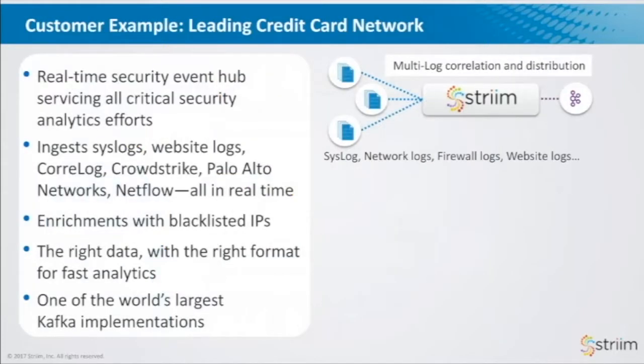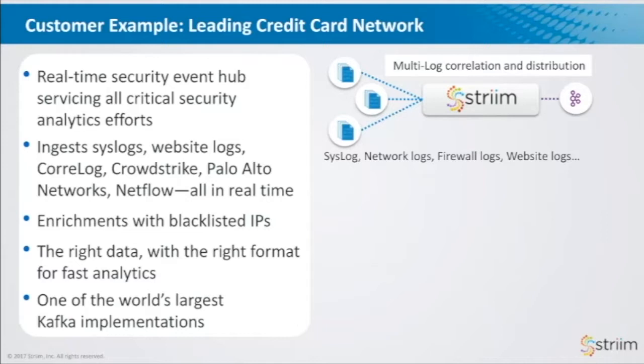So here are some customer examples. We have a leading credit card network that is using Kafka as a real-time security hub, and that's where all of the activity around security analytics is taking place. They're using Stream to ingest logs from a huge number of different security devices and correlate those in memory, joining them potentially on things like session ID or IP address in order to join together records. For example, you might want to join all of the activity from each IP address across all the different logs within 1 second and push that out onto Kafka.